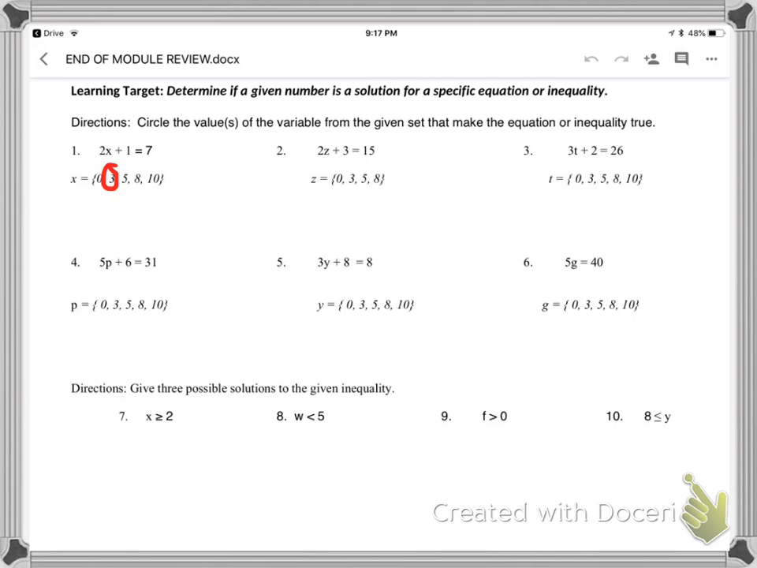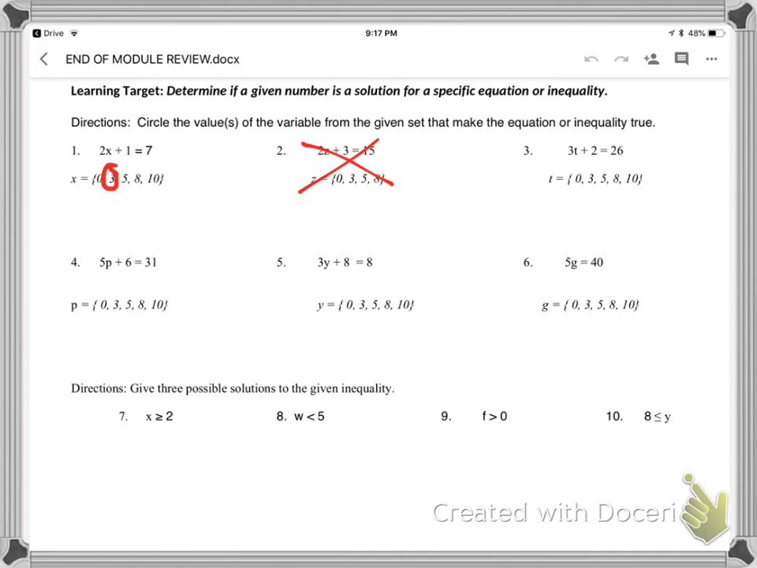The second one, let's see, we've got maybe 2 times 6 is 12. 12 plus 3 is 15. So this would have to be a 6, but there is no solution in there. None of those make it true. 5 would make 13. 8 would make 16 plus 3 is 19. What we're looking for is a 6, and there is none. So there is no answer to that one.